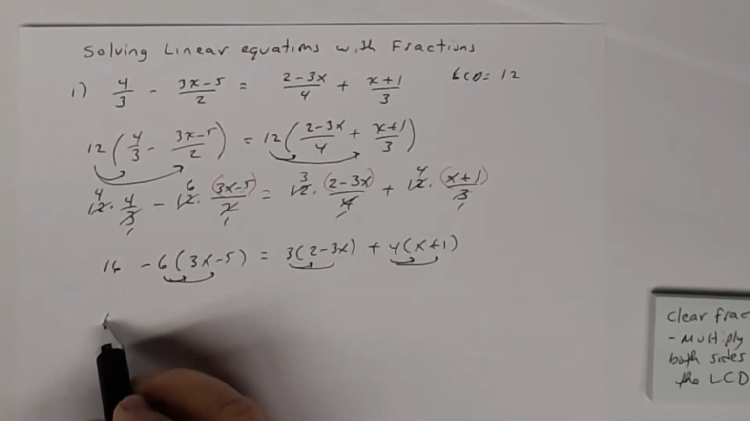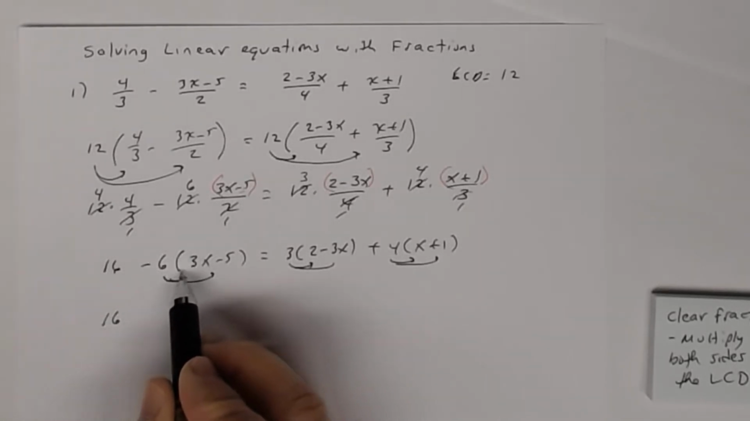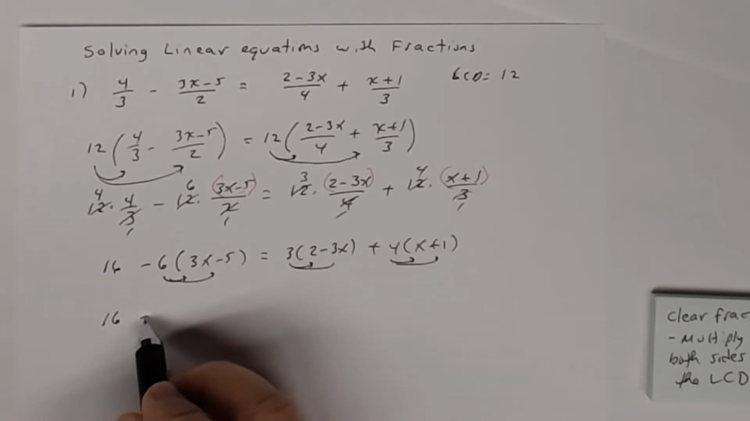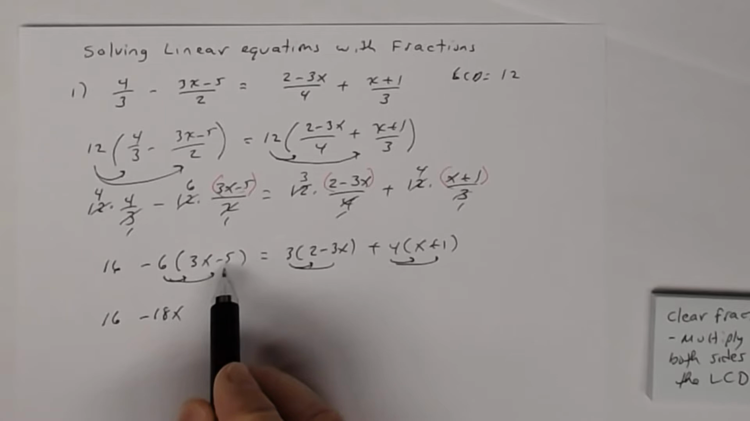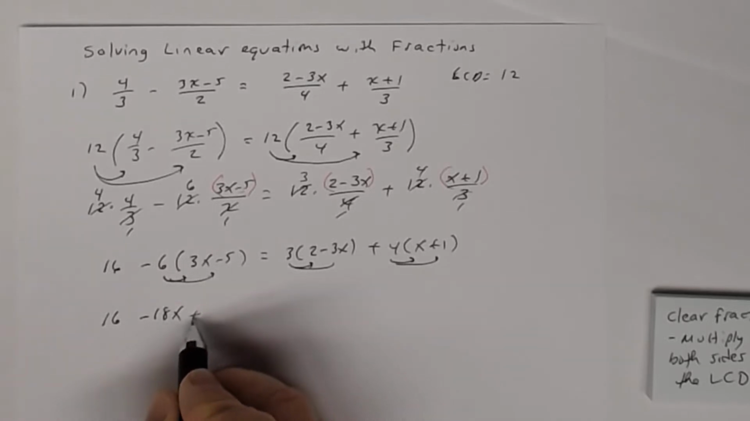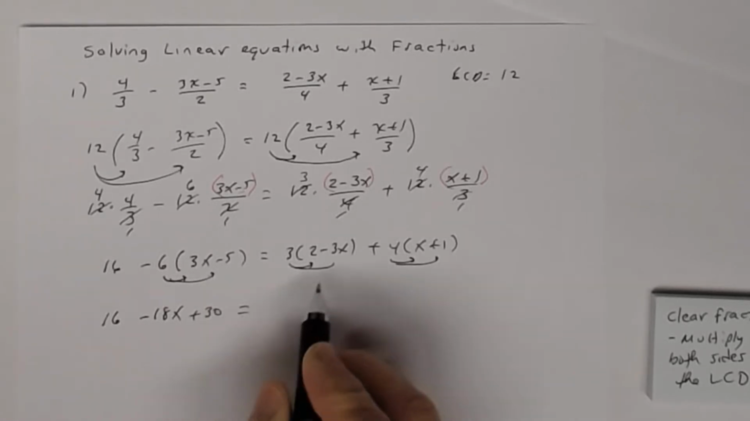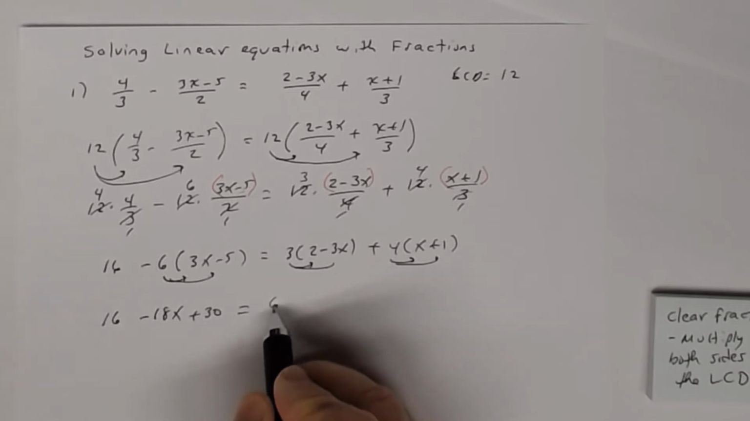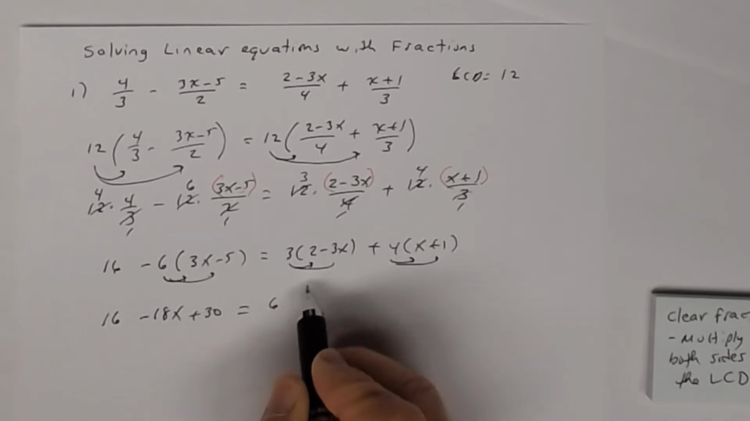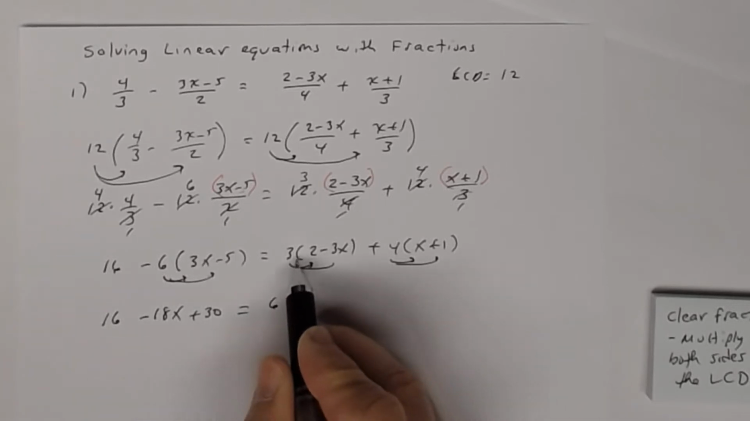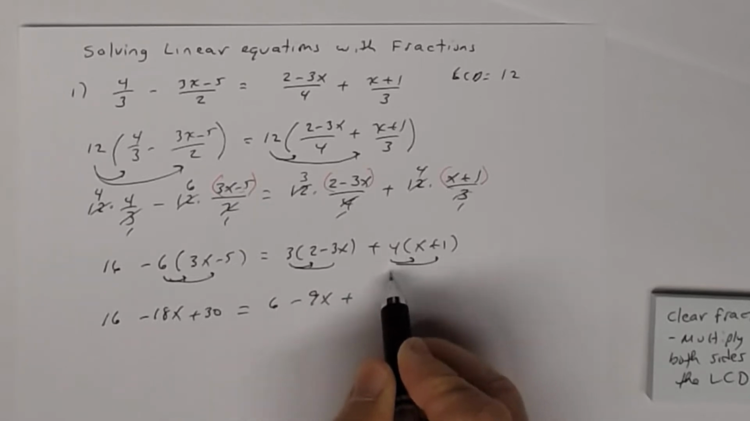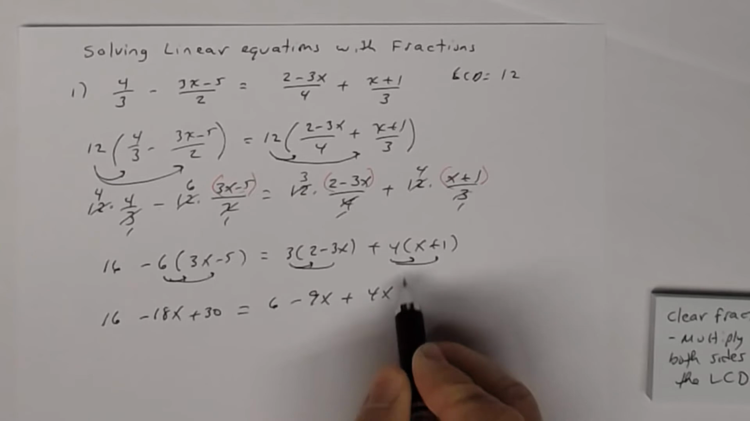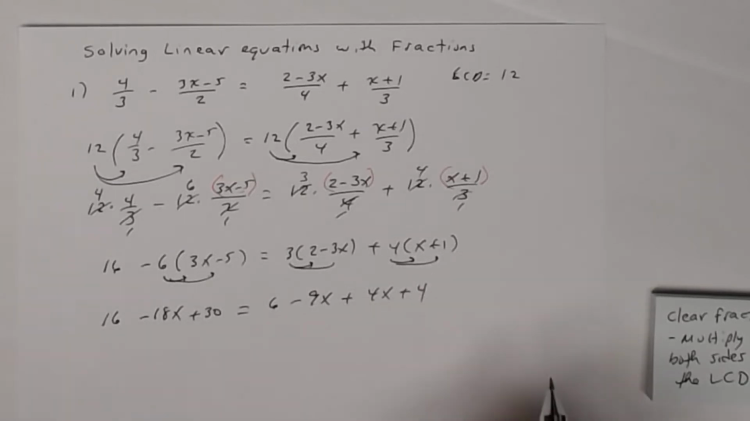All right, so we get 16. Negative 6 times 3x is a negative 18x. Negative 6 times a negative 5 is a positive 30. Equal 3 times 2x is 6. 3 times 2 is 6. And then subtract 3 times 3x is 9x. Plus, and then distribute here. 4 times x is 4x. And then 4 times 1 is 4.